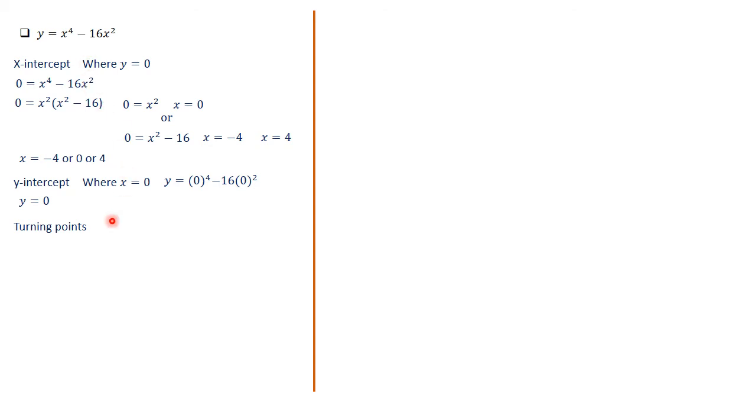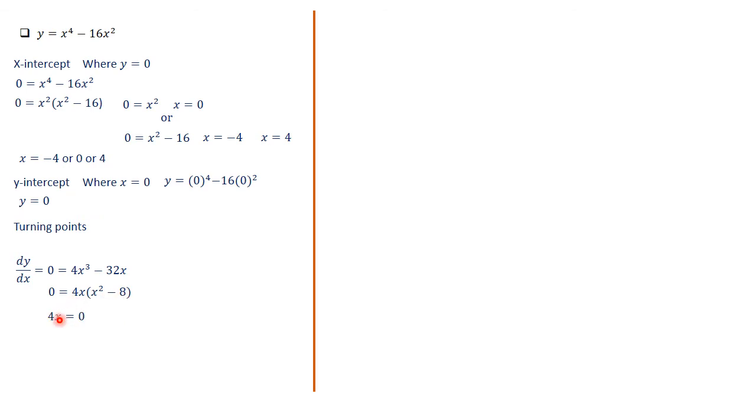The turning points now. We look for the turning points. We expect to get 3 of them because the highest power of x here is 4. The number of turning points is normally n minus 1, where n is the highest power of x, or the order of the polynomial. So first derivative, dy/dx equals 0. You just differentiate that. You get 4x cubed minus 32x. If that equals 0, simplify. You factorize out 4x. So you get x squared minus 8.